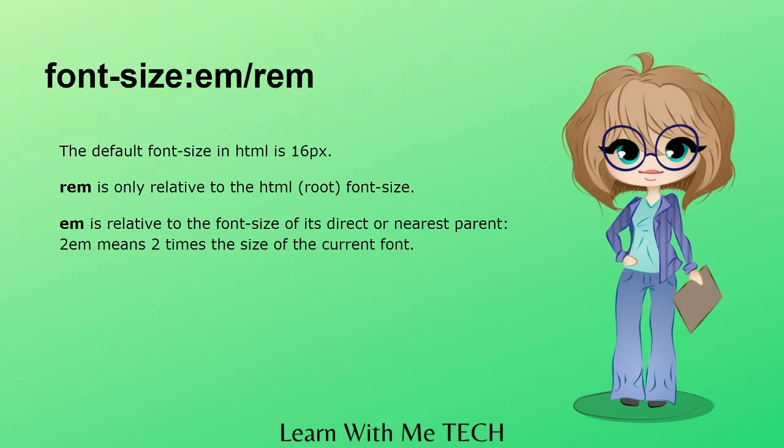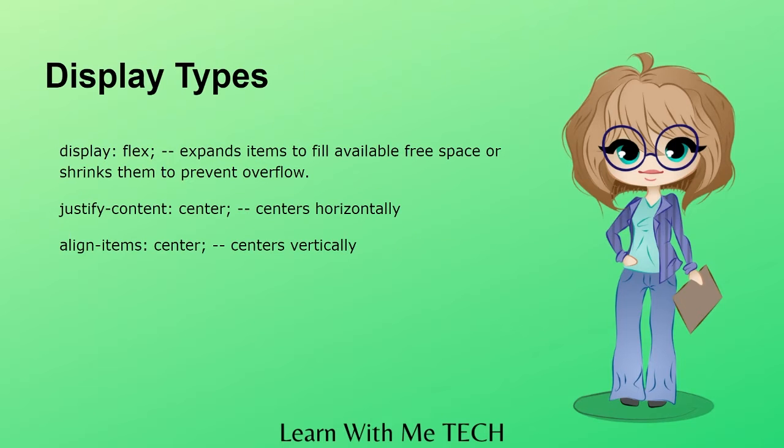So 2em means 2 times the size of the current font. So if you set a font, you're not using your default, em is going to be relative to that font that you set. Some display types I'm going to use. Display flex expands items to fill available free space or shrinks them to prevent overflow. Justify content, it's going to center horizontally. Align items, center, we're going to center vertically.